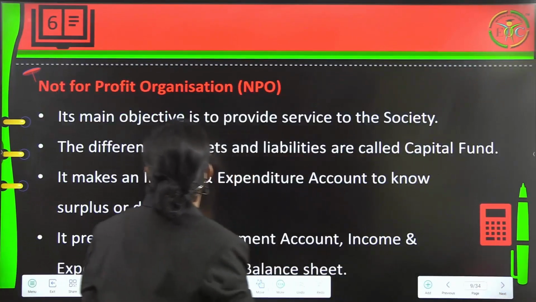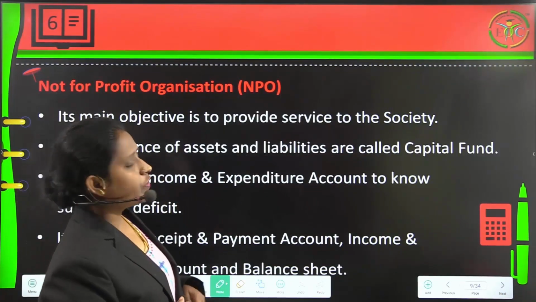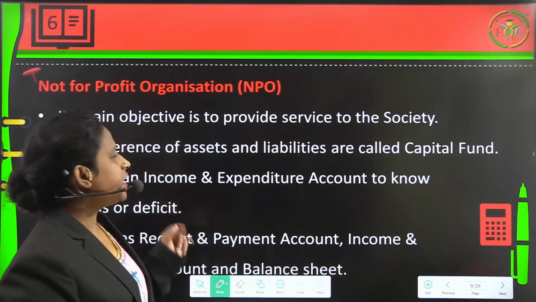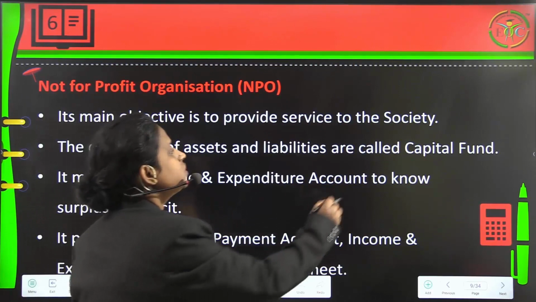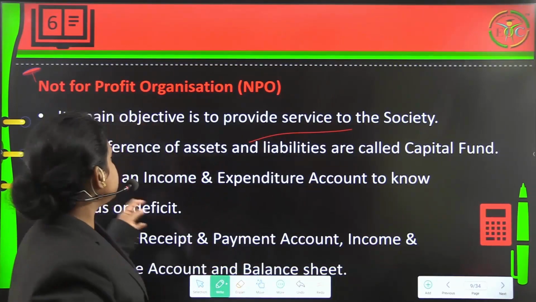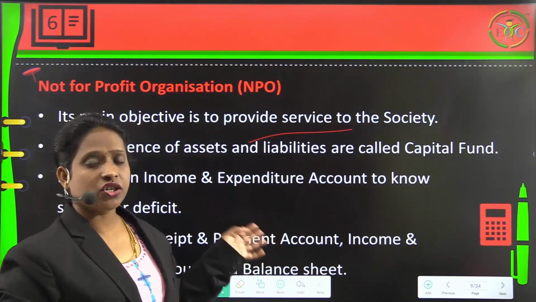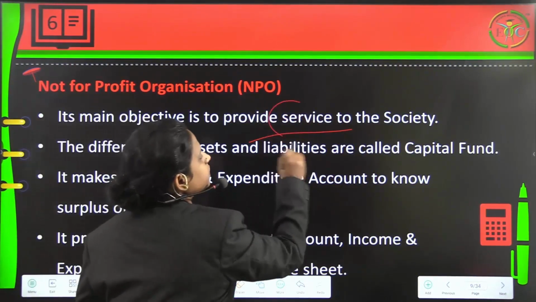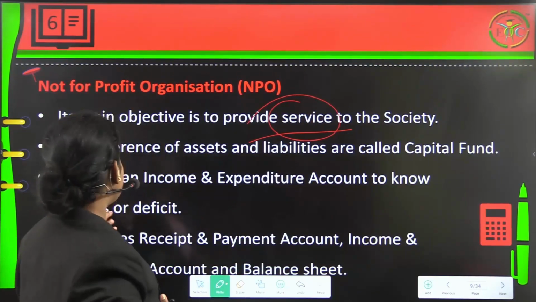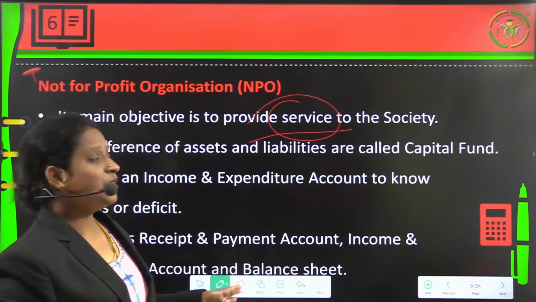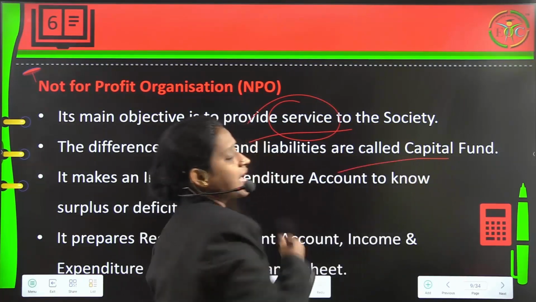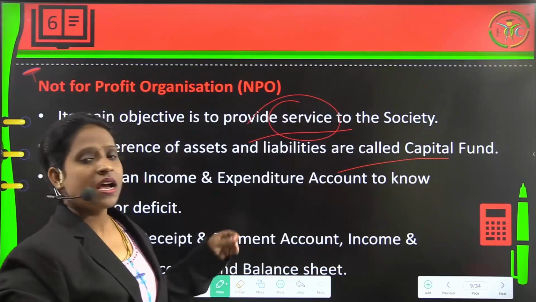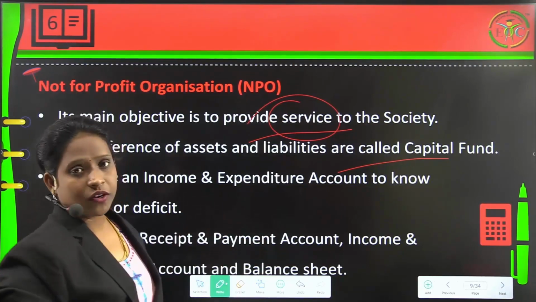Fine. Then this is for the not for profit organization, which we call NPO. Under this, the main objective is to provide service to the society. So the basic objective of a not for profit organization is that they focus only on providing services to the society. Fine. Along with that, the difference of assets and liabilities is what we call capital fund. So here you can analyze that the difference between assets and liabilities is what we call capital fund.